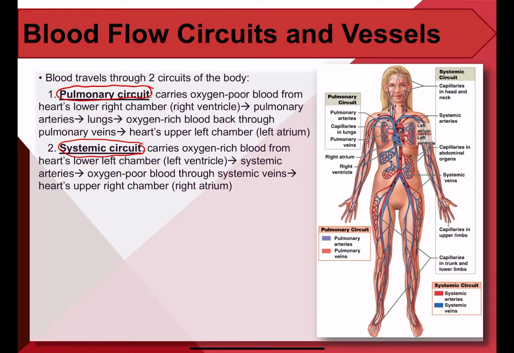So for the pulmonary circuit, you are starting at the right ventricle. Okay, so here's the right ventricle right here. And you are carrying oxygen poor blood, which means deoxygenated blood, from the right ventricle into the pulmonary artery, which is that blue portion right here I've just drawn. And then it goes to the lungs, of course, either your right pulmonary artery or your left pulmonary artery into your left or right lungs.